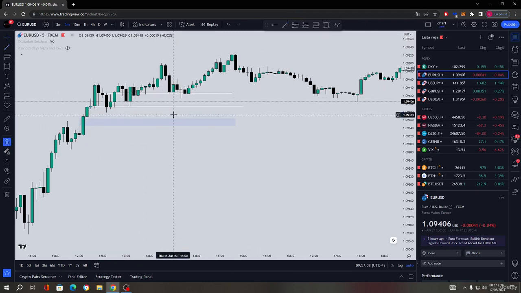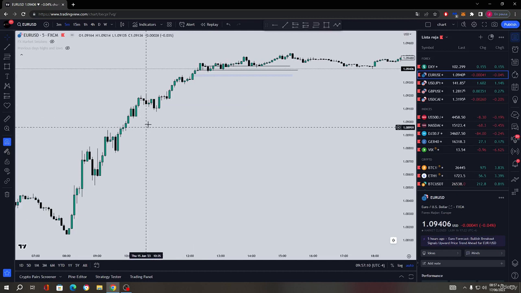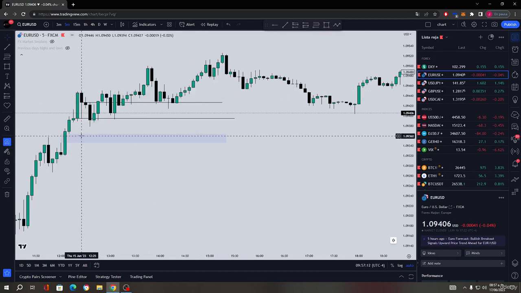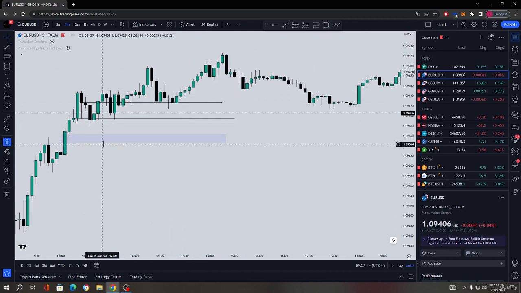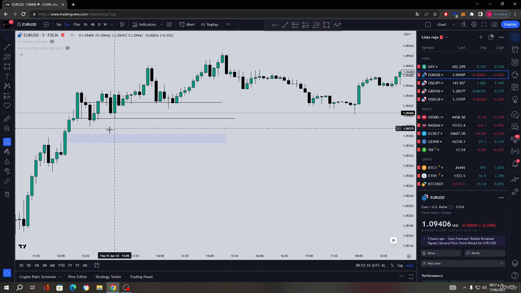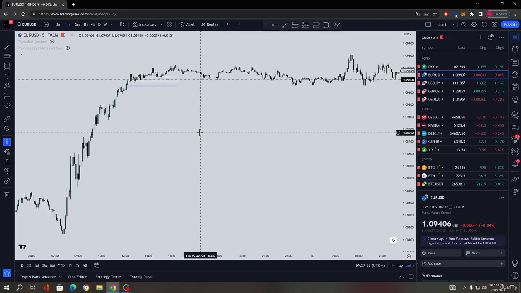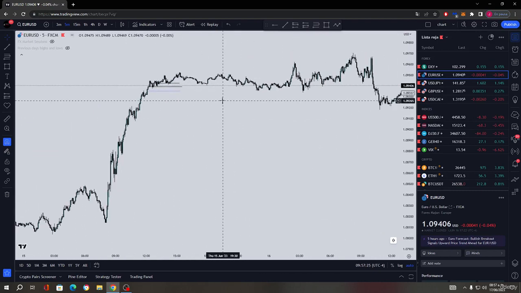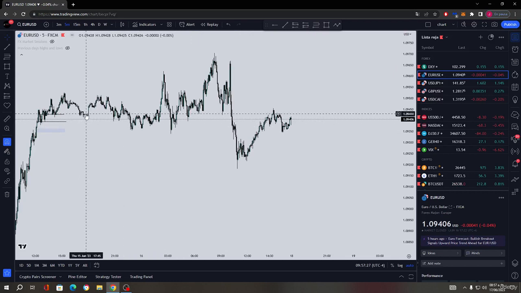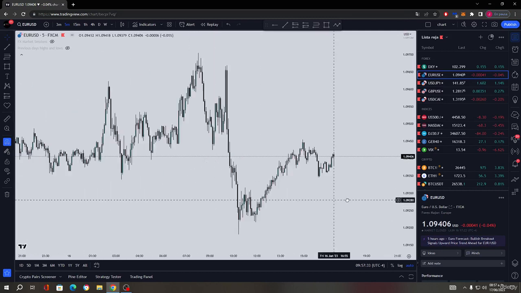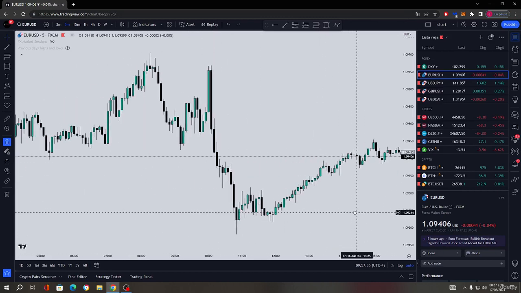But as you can see, it's already a balanced price range, and these further imbalances are likely to go unfilled, and price already filled this price range, and it will just trend higher for a little bit, which was the case. Okay, same thing I believe happens here. Let's go right here.